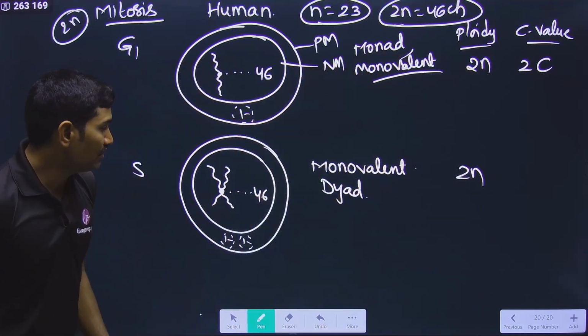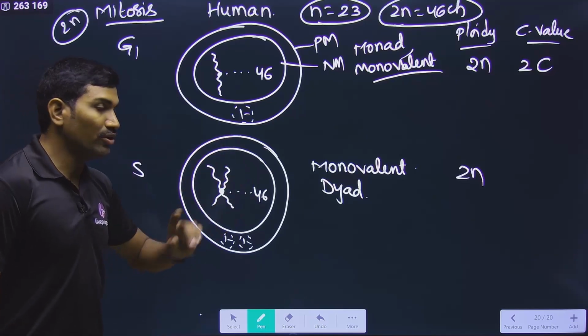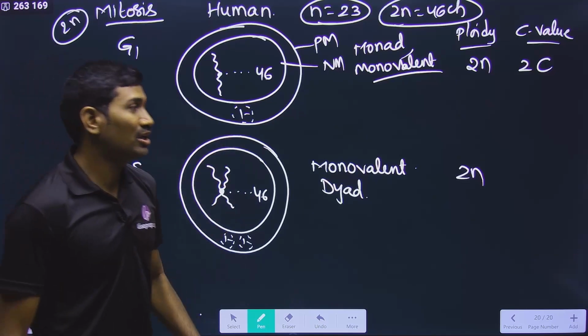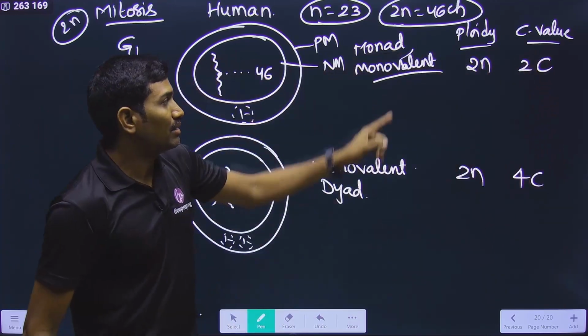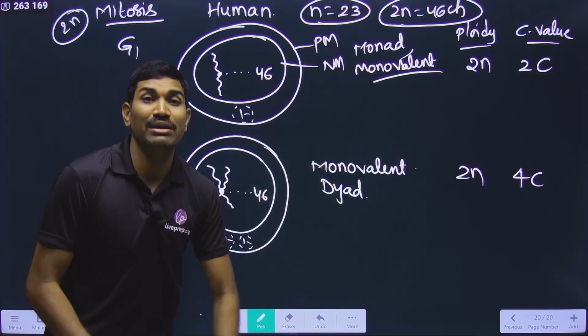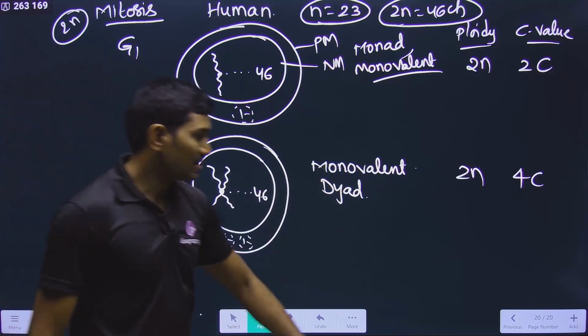But what happens to C-value? Now in each chromosome, 2 DNA molecules. 2 into 46 means 92 DNA molecules. Means it is 4C. Amount of DNA is getting doubled, but ploidy remains the same. Chromosome number remains the same. This is what they have mentioned in NCERT. This is for the S phase.